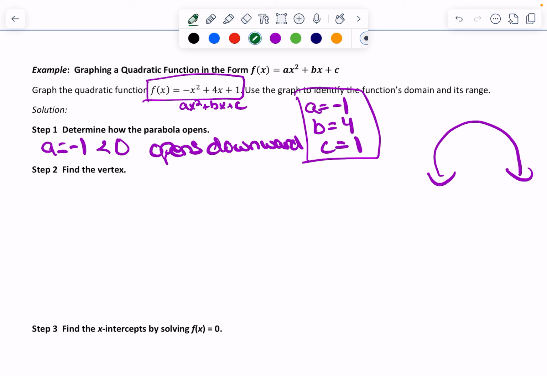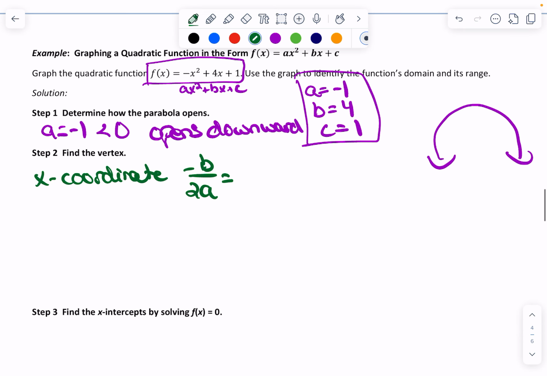Next, we're going to find the vertex. So our x-coordinate of the vertex is going to be -b over 2a. Negative b, b equals 4, so 4 divided by 2 times a, which is -1. Now, we have two negatives here that become a positive. 4 divided by 2 is going to be 2. So this is our x-coordinate.